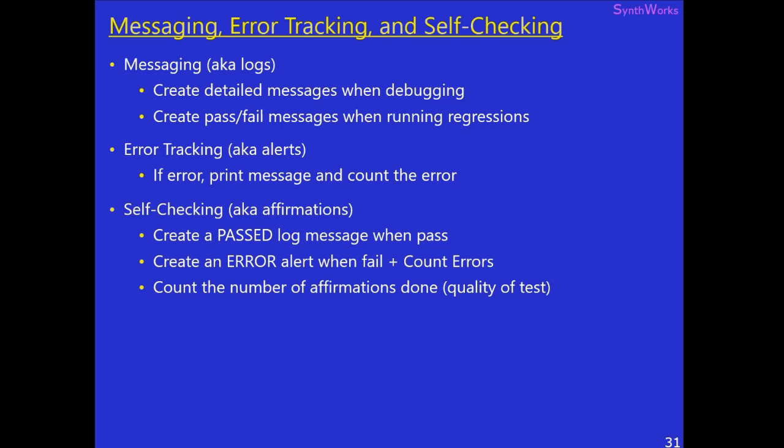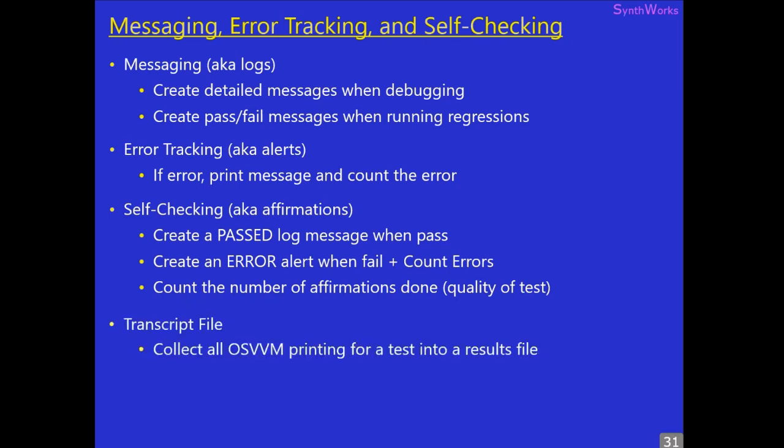Okay, so self-checking. That's our affirmations. We already saw that. It creates a pass when we pass, creates an error when we fail, and counts the errors. And it counts the number of affirmations done, because that's a quality check on your test. If I get to the end and there's no affirmations done, that's not a good thing. Historically, we've been printing pass even when we get 0 errors. We're going to change that. So you have to get 0 errors and you have to have affirmations to get a pass. Otherwise, it's going to be no checks or something like that is what we're going to produce.